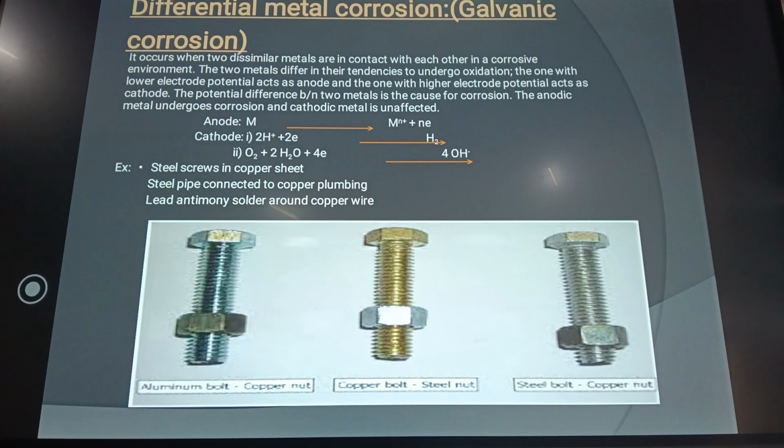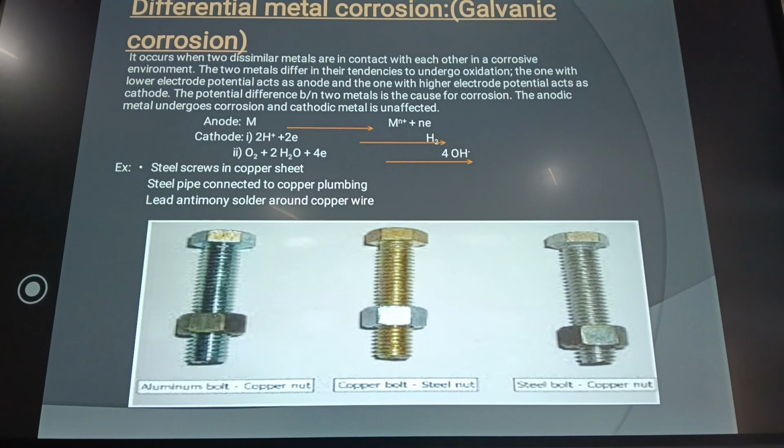So you can see the equations. At the anode, the metal undergoes oxidation, giving rise to metal ions and a number of electrons. And at the cathode, as already explained in the previous video, it undergoes either the hydrogen evolution type or the oxygen absorption type of reaction, based on the surrounding environment. In this way, the reactions take place on the surface of two dissimilar metals in contact with each other and cause corrosion, which is called differential metal corrosion. Therefore, it is also called galvanic corrosion.